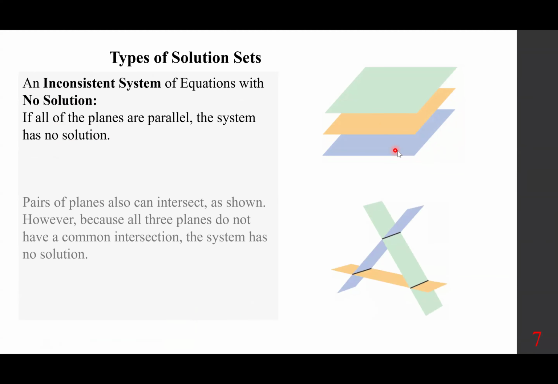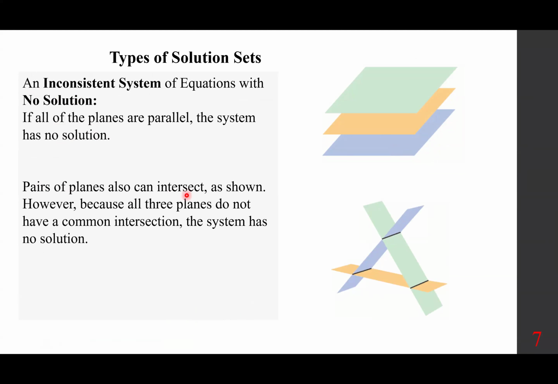How about this case? Pairs of planes also can intersect, as shown like these two. However, because all three planes do not have a common intersection, the system has no solutions. So these two have a common line, these two have a common line, these two have a common line, but all three do not. And therefore, you obtain a statement that is always false, such as 3 equals 0. You get what is called a contradiction, everybody. So a contradiction.